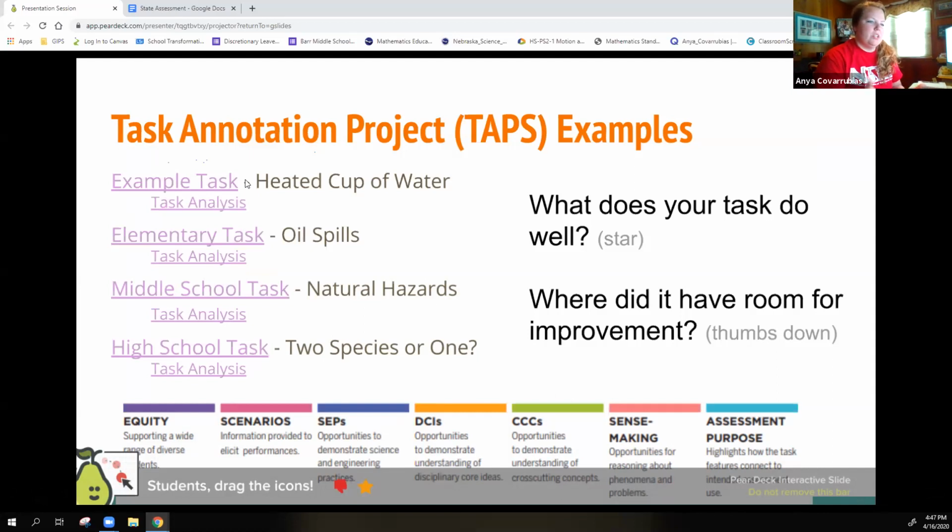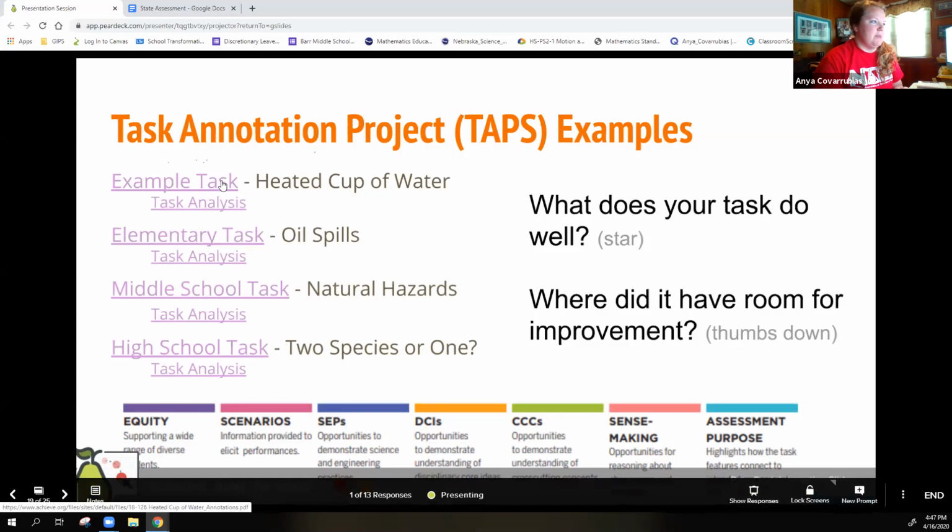So what are some example tasks that we can look at? And TAPS provides some great examples for us. So this is the task annotation project. And Scott's gonna put these links in the chat. He might already be doing so. But we're gonna do this first one together, this heated cup of water.